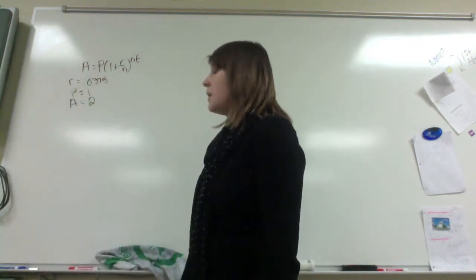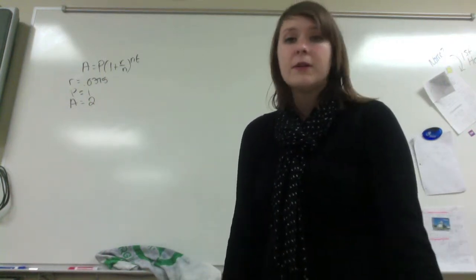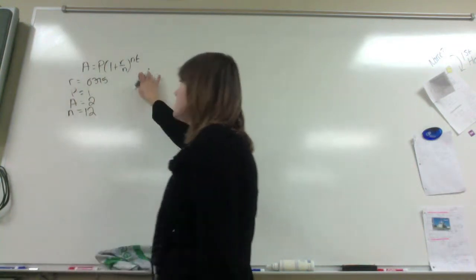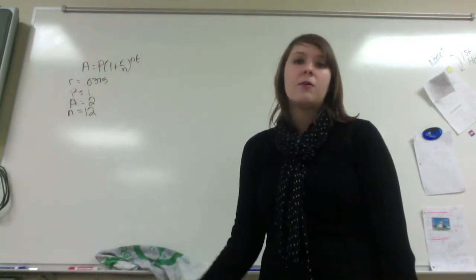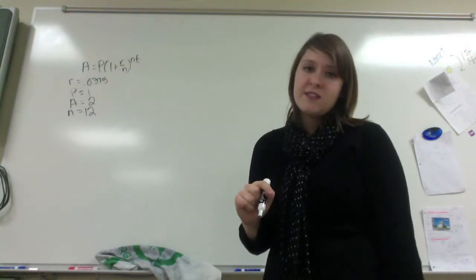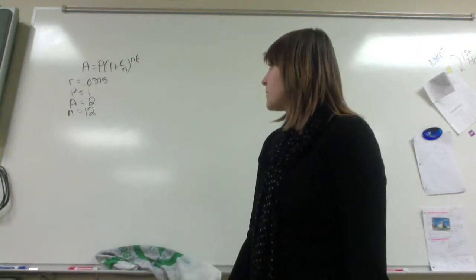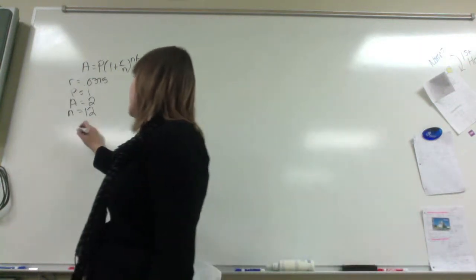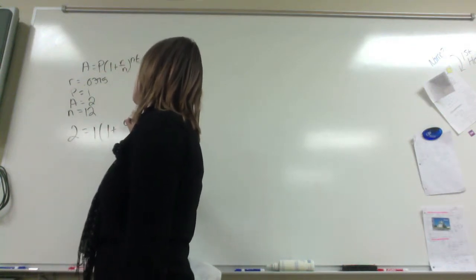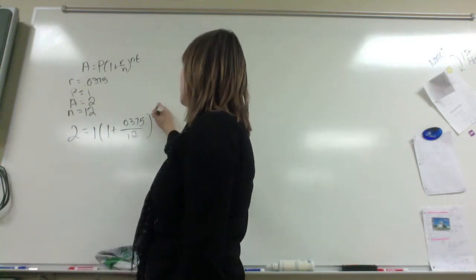Okay? And I know that my n value is, I'm compounding monthly, so that n value is going to be 12. Okay, and what I'm doing is I'm trying to solve for t. Now remember that in this formula, t is in years, and they're asking me in days. So at the end, I'm just going to have to convert that back into days. All right, so I've got 2 equals 1 times 1 plus 0.0375 over 12 to the 12t.